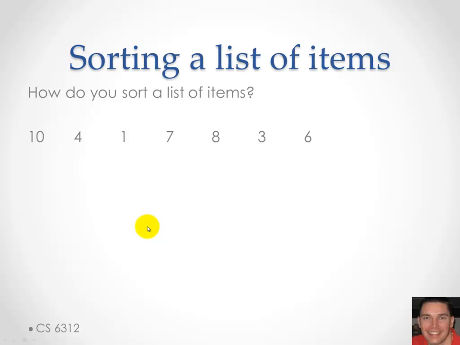So how do you go about sorting a list of items? Well, there are several different methods to doing that, but we're going to step through one approach. It's called the selection sort. The way it works is we come through our list here and we look for the minimum element, and then we take that and we start a new list.